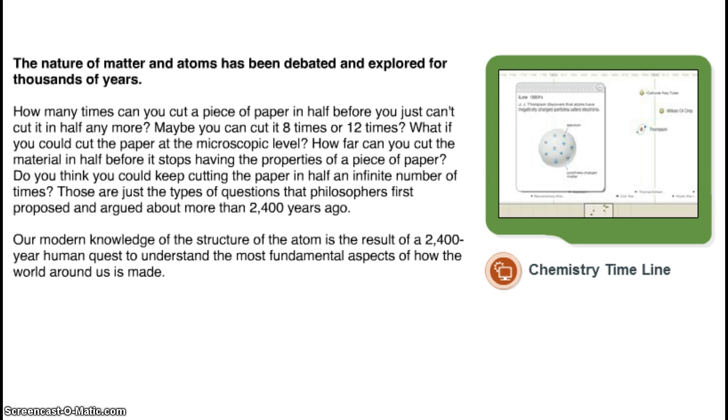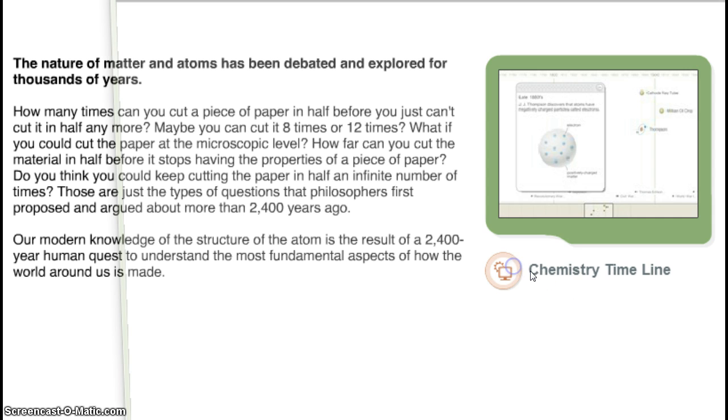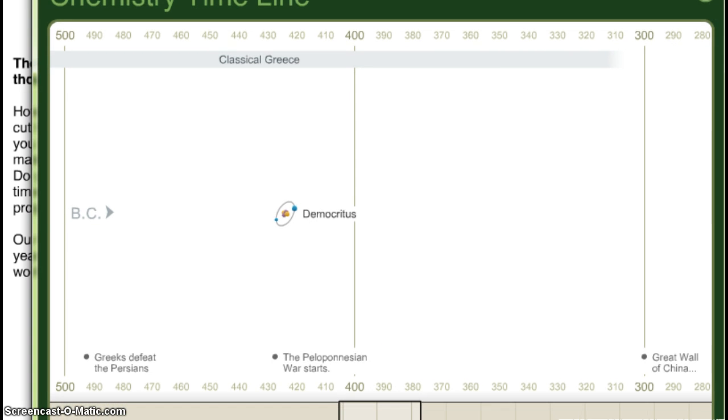Our modern knowledge of the structure of the atom is the result of a 2,400-year human quest to understand the most fundamental aspects of how the world around us is made. And so they have the chemistry timeline. And they're saying, here we go, we're kind of in the classical Greek era. The Greeks defeat the Persians at the Battle of Marathon. And that's when Democritus. So the Peloponnesian War starts. You might remember that. Here it's before the Great Wall of China was constructed. So way back when. And when that was going on was also Democritus.